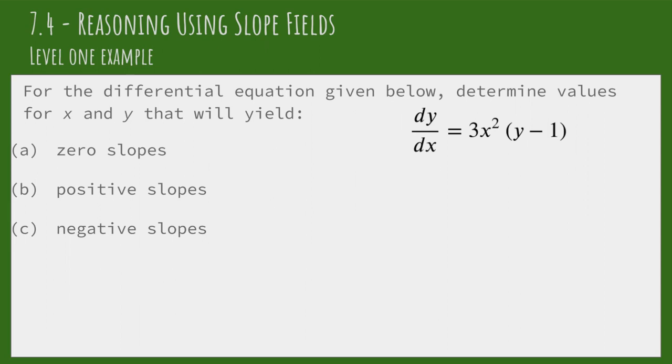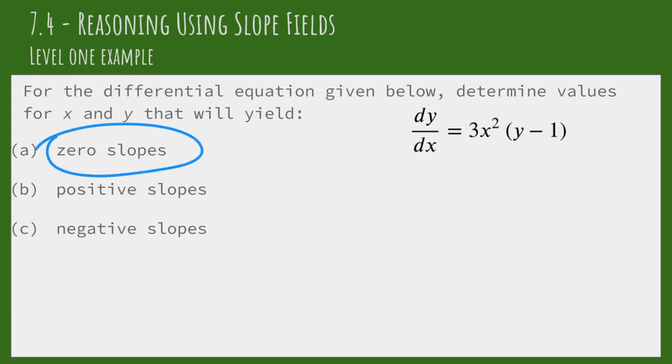In this first example, we have a differential equation and we don't have a slope field, but we want to know if we had a slope field for this differential equation, where would we expect to see slope lines that have zero slope, slope lines that have positive slope, slope lines that have negative slope. All right, so let's start with zero.